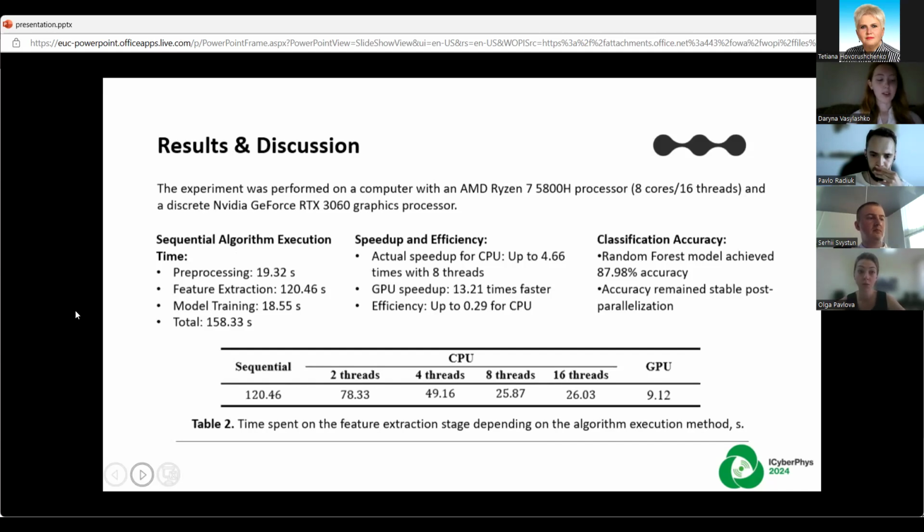The results showed a significant reduction in execution time as the number of threads increased, though it plateaued due to RAM limitations. Speedup and efficiency metrics confirm the effectiveness of parallel algorithms, with the GPU outperforming the CPU. Classification accuracy using a random forest model remained consistent at 87.98%, confirming the correctness of the parallel algorithm.